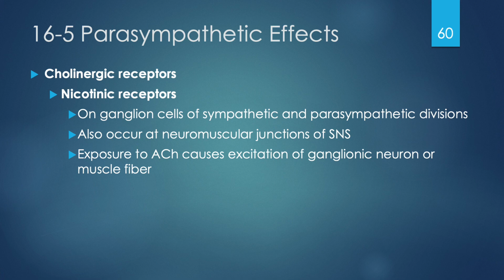Cholinergic receptors are all those receptors that receive acetylcholine, and they can be broken down into two categories: nicotinic receptors or muscarinic receptors. Nicotinic receptors are those on ganglion cells of the sympathetic as well as the parasympathetic divisions, and they also occur at the neuromuscular junctions of the somatic nervous system. Exposure to acetylcholine is going to cause excitation of the ganglion neuron or the muscle fiber in this case.